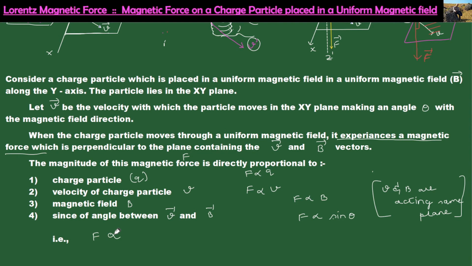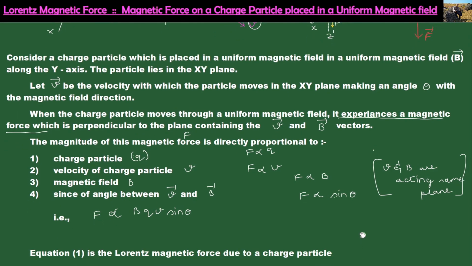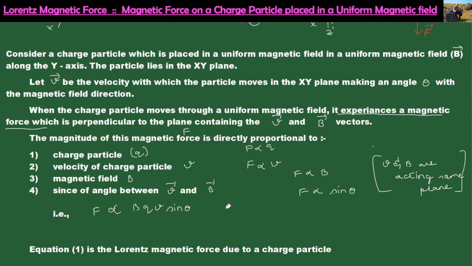So if you combine those terms, this will be proportional to B, q, v, and the sine of the angle between them. When we rewrite this equation, removing the proportionality sign, we get an equal sign and a constant of proportionality k, so this is equal to k B q v sine theta. But in SI units, the value of k is taken to be equal to 1.